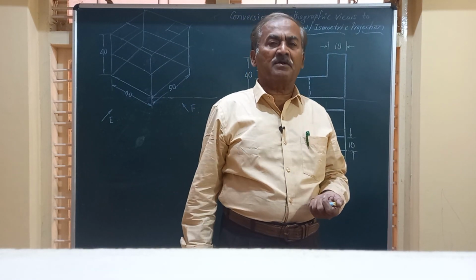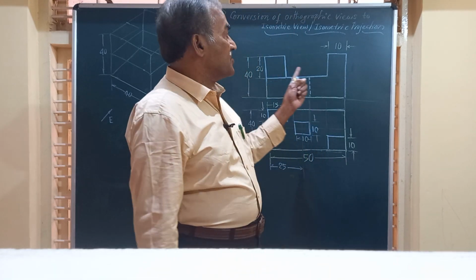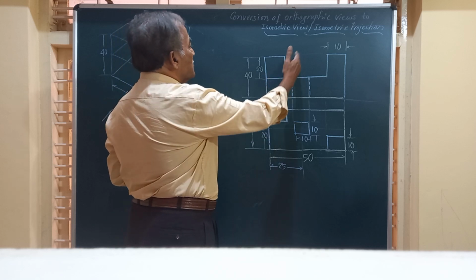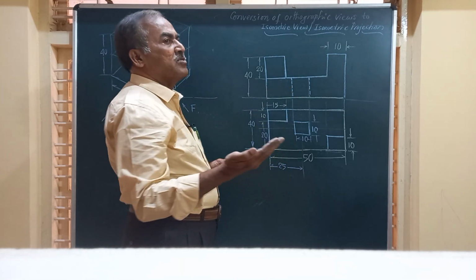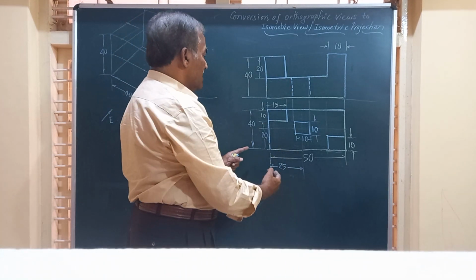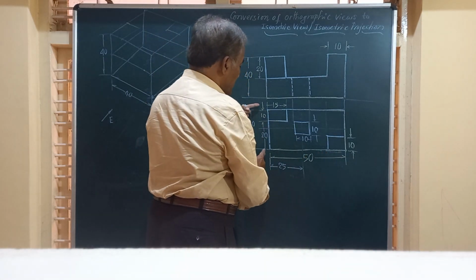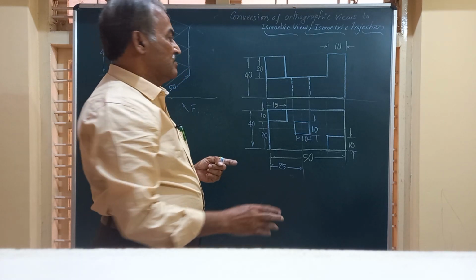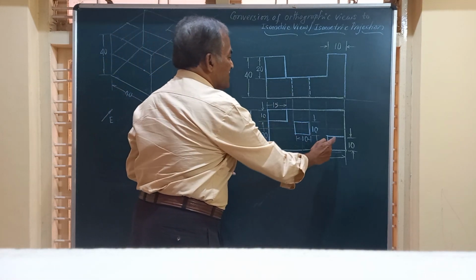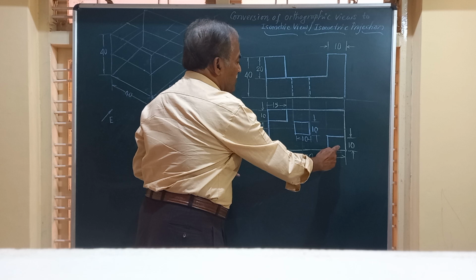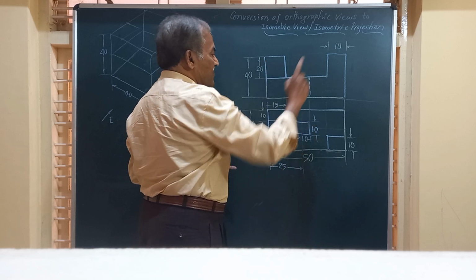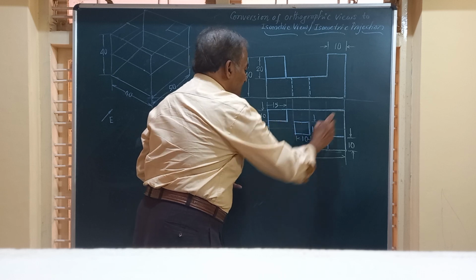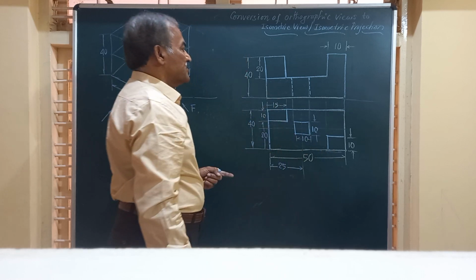Myself, Professor M.H. Annaya. In this video, we are given the orthographic views of a simple block which has length equal to 50, width equal to 40, and height equal to 40, with some projections at the diagonally opposite corners of height 20 mm and also a square slot exactly in the center of this.